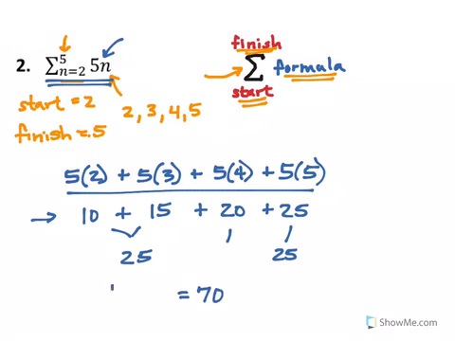And if we wanted to write it out, we could say the sum of the formula 5n from n equals 2 to n equals 5 is equal to 70.